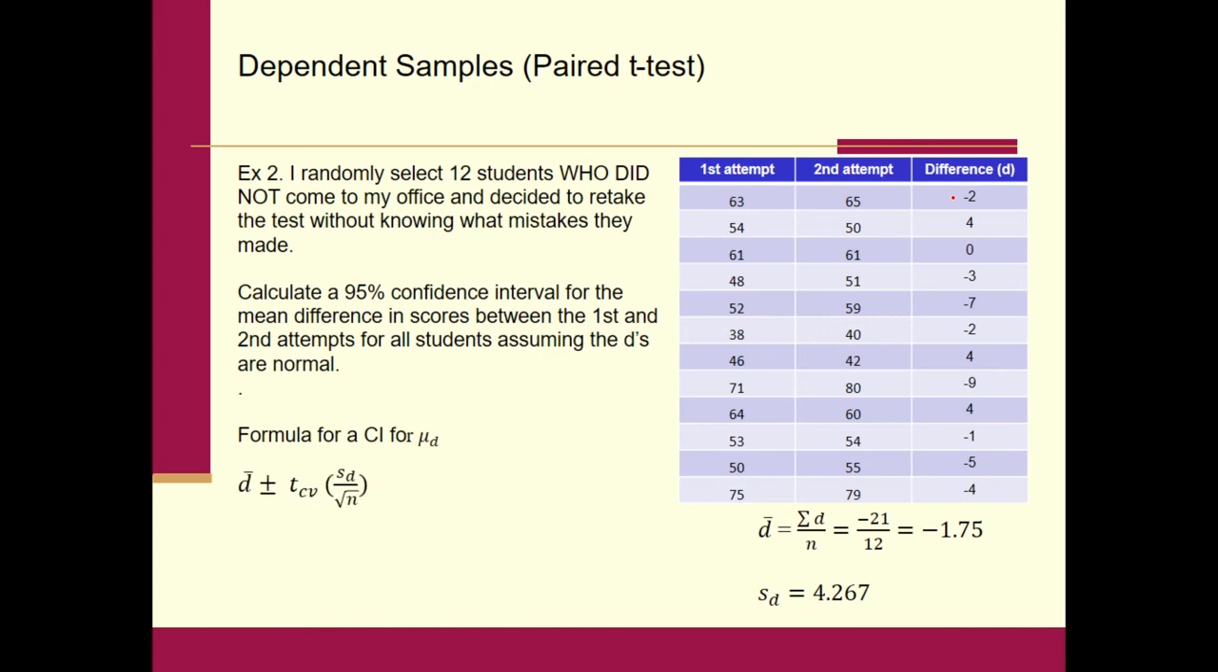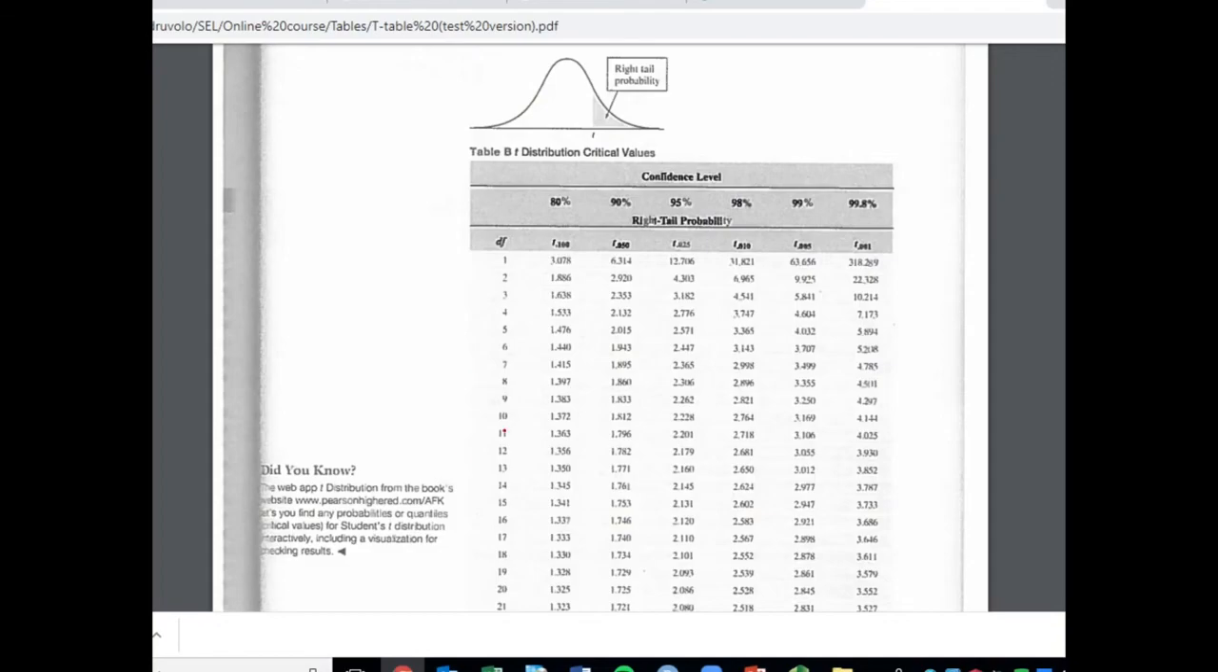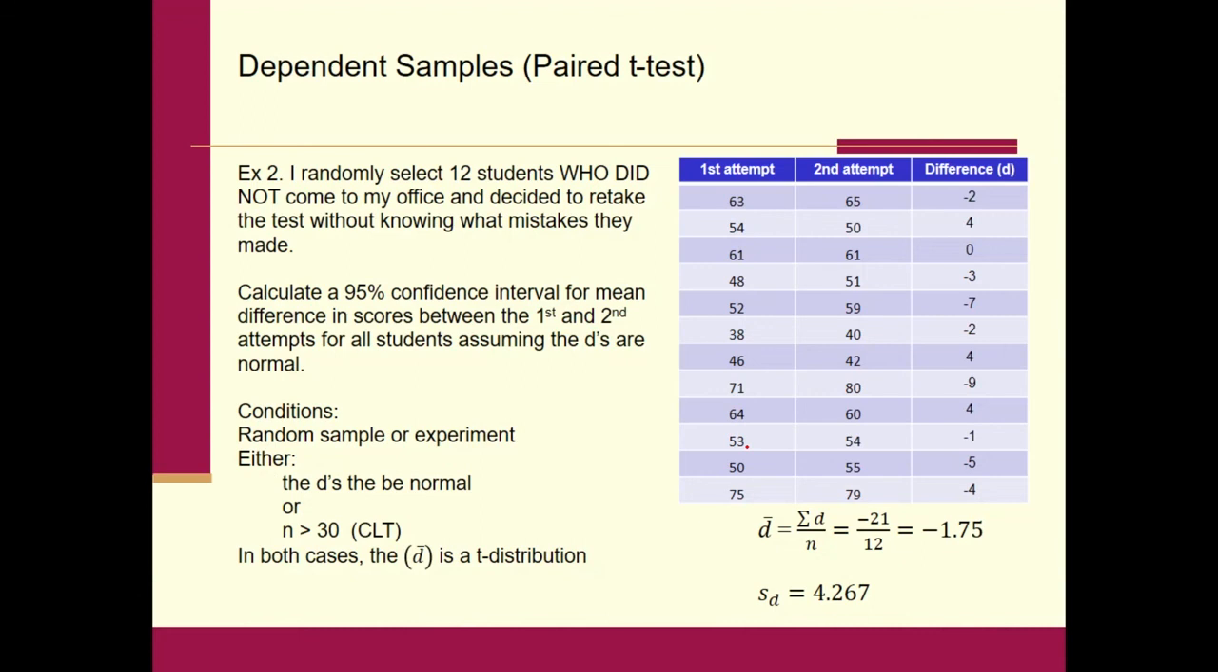Here's our formula. You should be familiar with the formula. We're going to have to look up the critical value. We have 11 degrees of freedom and a 95% confidence interval. So 11 degrees of freedom, 95%, 2.201. Okay, we'll have to remember that, 2.201.